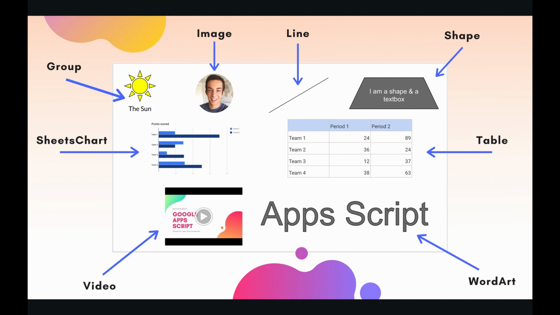We're going to be looking closely into each of these categories in later episodes, but I just wanted to give this diagram to you right now, so that you can have a broad level overview. There are things called groups, images, lines, shapes, which are also known as text boxes, sheets charts, tables, videos, and word arts. All the page elements have to fall within one of these groups, but page element is a broader definition of the content that goes on a slide.